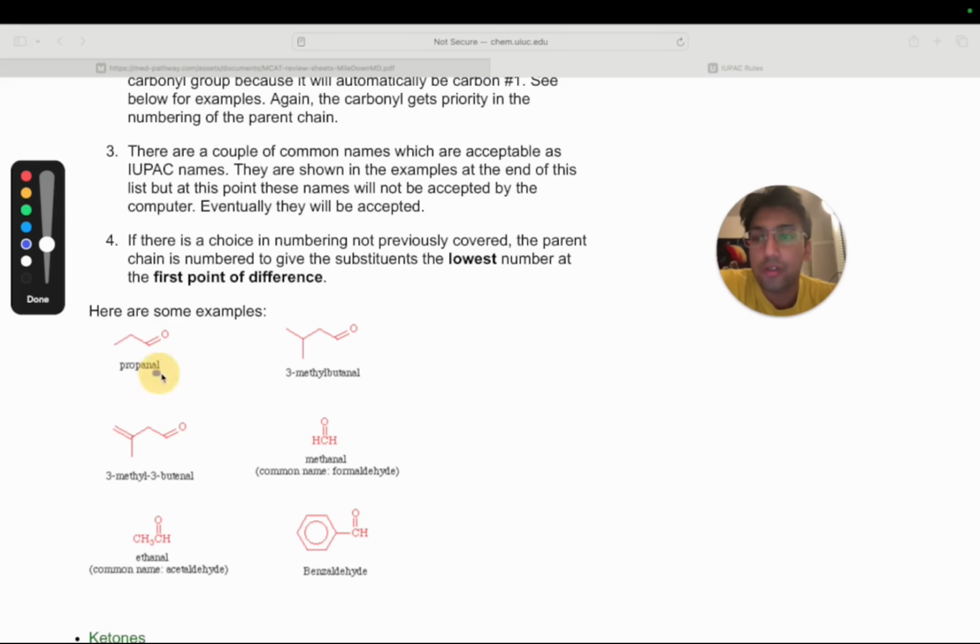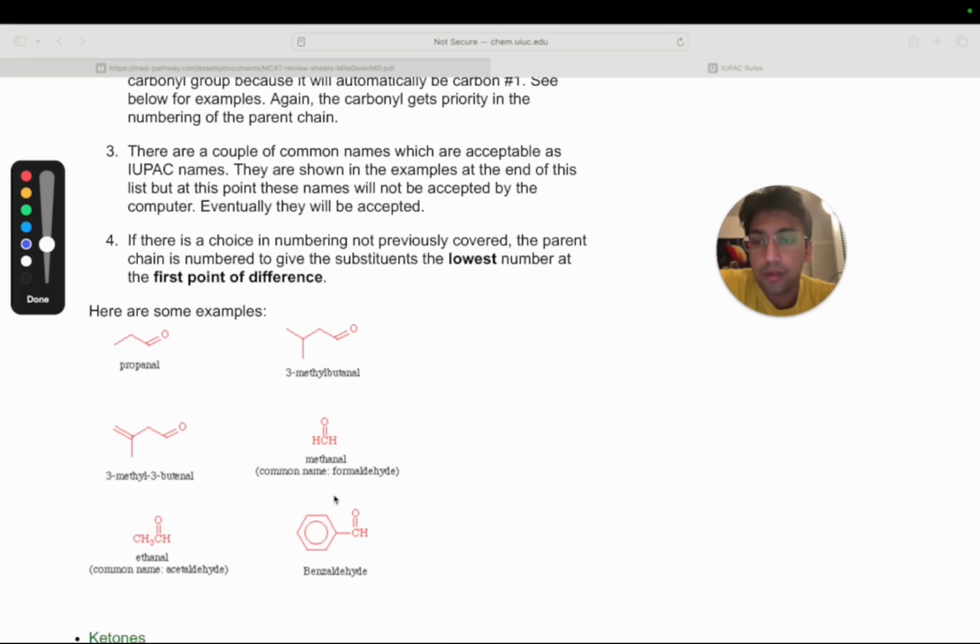So what is the suffix we give? It's an -al, right? Remember, for alcohol it was -ol. For aldehyde it's -al. So propanal is just 3 carbons, and we don't have to say 1-propanal, because it's obvious that the aldehyde has to be at the end of that chain, right? The aldehyde can't be in the middle of the chain. It can only be at the end, because the carbon is attached to a hydrogen.